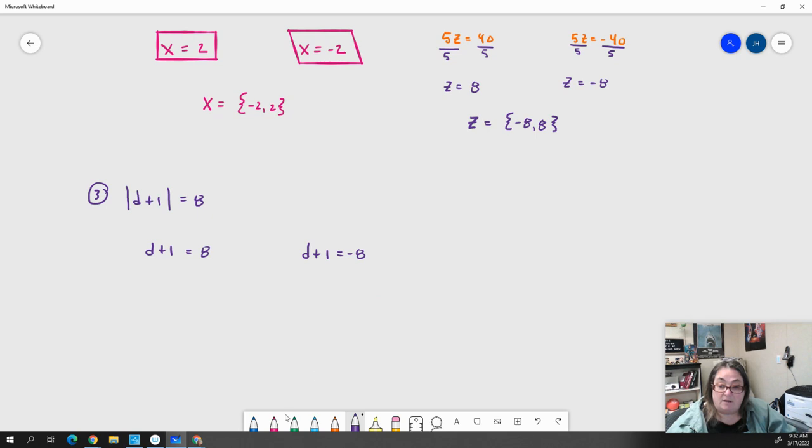Here, the only thing being done to this d is 1 is being added to it. So I'm going to subtract 1 from both sides and get d equals 7. Same thing's happening here, right? The only thing happening here is 1 is being added to it. So we're going to just subtract 1. And here I'm going to get d equals negative 9. And when I go to write my solution set, I would get d equals negative 9 and 7.